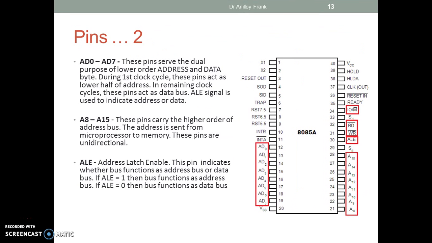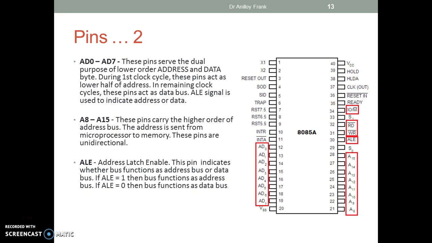Pins AD0 to AD7. These pins serve a dual purpose, the lower order address and data byte. During the first cycle, these pins act as the lower half of the address, and in the remaining clock cycles the pins act as the data bus. The ALE signal is used to indicate address or data.